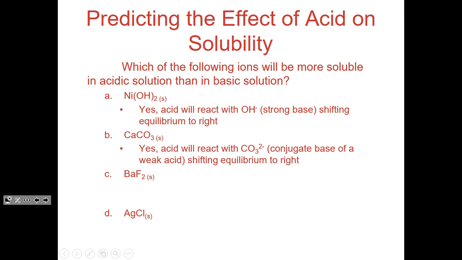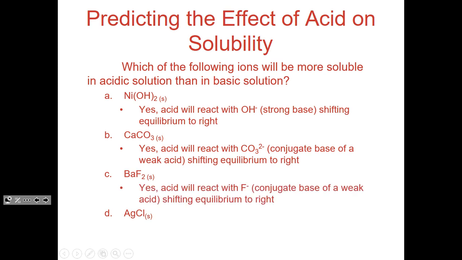Calcium carbonate. Calcium comes from a strong base, but carbonate comes from a weak acid. So that's another active anion. That's going to react with H+, once again lowering the concentration of the CO3 2-, shifting equilibrium to the right, and therefore causing it to dissolve more. Next one, barium fluoride. Barium's another inactive cation, but fluoride comes from HF. That's a weak acid, so that's an active anion. So increasing the acidity would increase the solubility of barium fluoride.